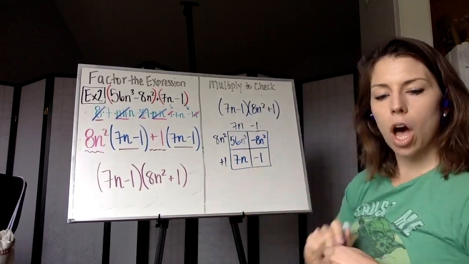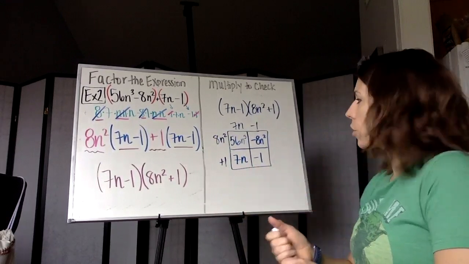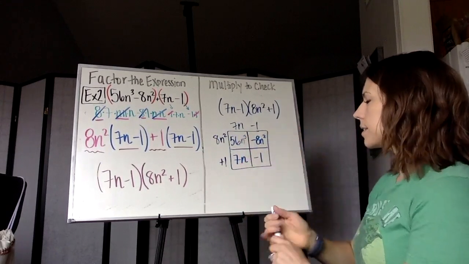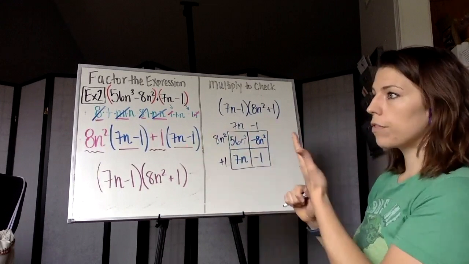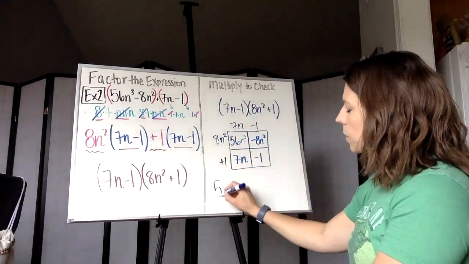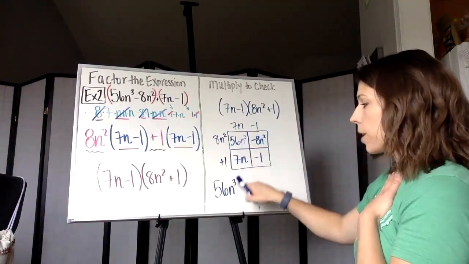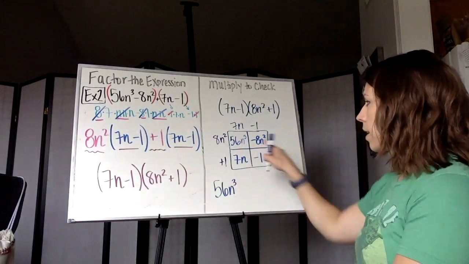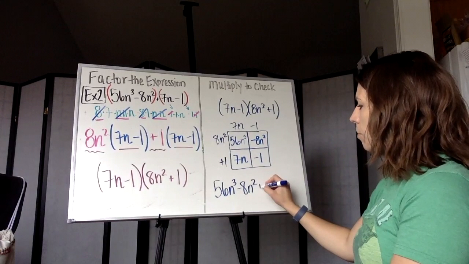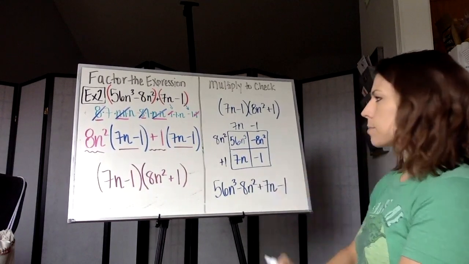Again, you'll notice that there's no like terms. I can't combine any of these terms here because we have an n squared, an n cubed, an n squared, an n, and a constant. So I just pull them out in order from greatest degree to least degree, or in standard form. 56n cubed has the greatest degree, so that'll be my first term. A negative 8n squared is my second term. Positive 7n is my third term, and minus 1 is my last term.